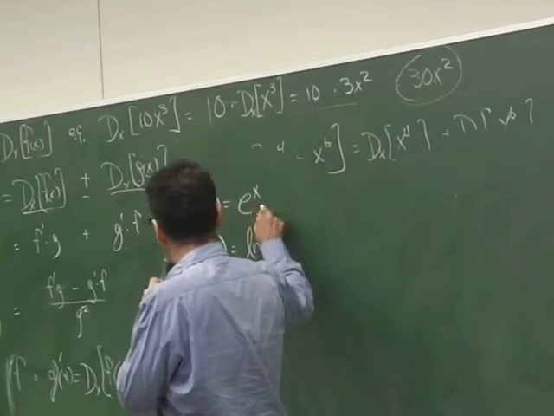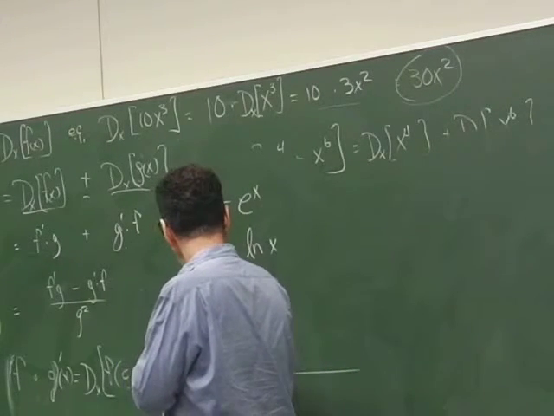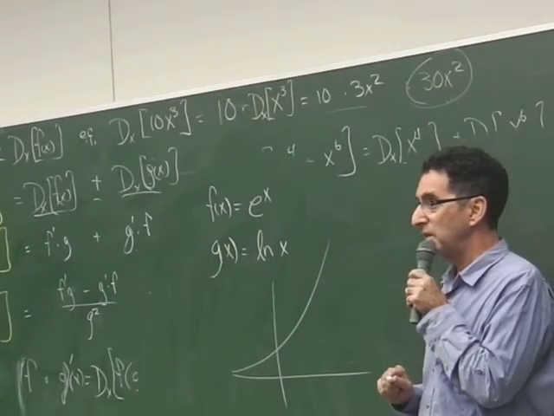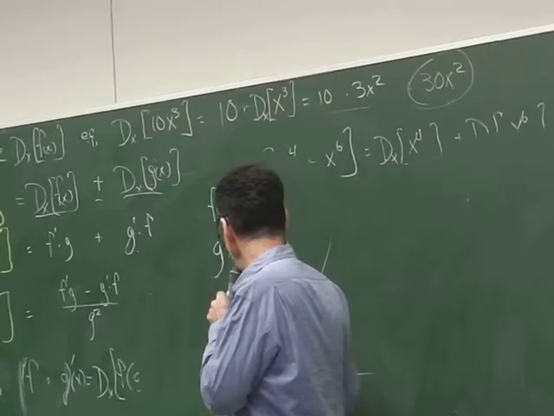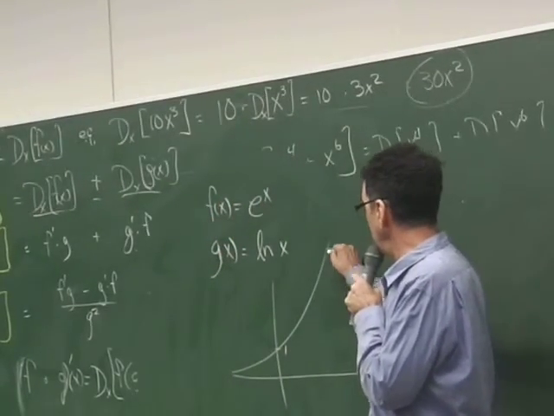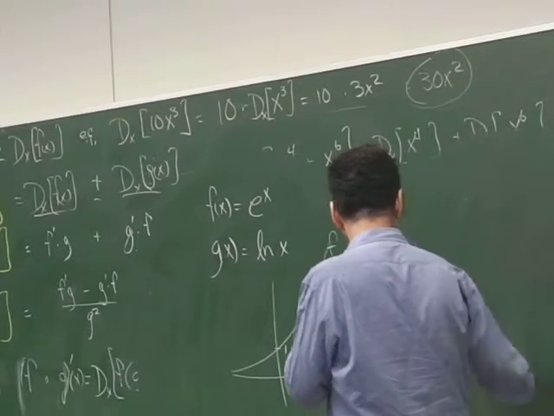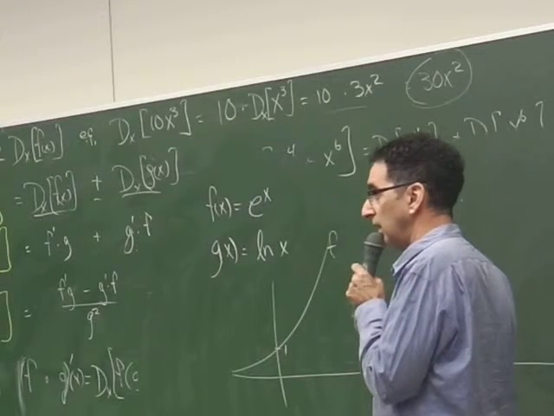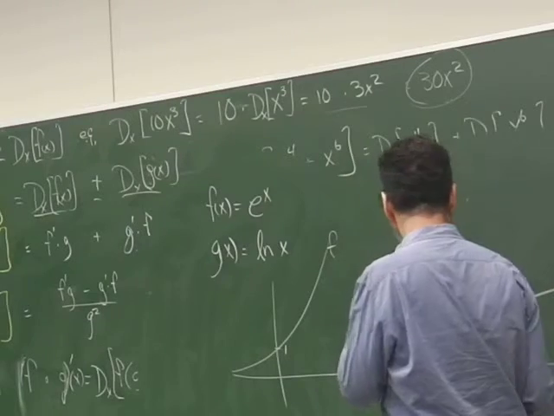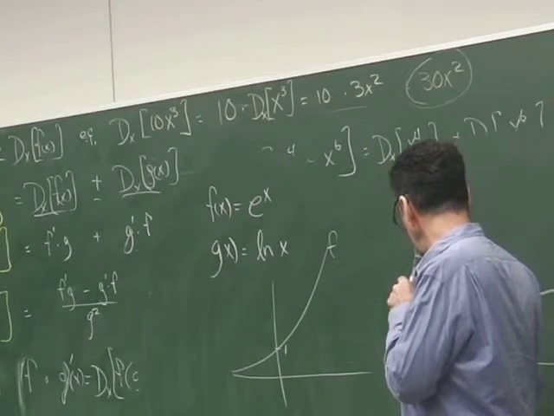So what does this one look like? F. Exponential. Looks like this. Right? It grows quickly. Goes through 1. That's F. And how about G? What does that look like? That looks like this. Grows very slowly. This is also 1 here.